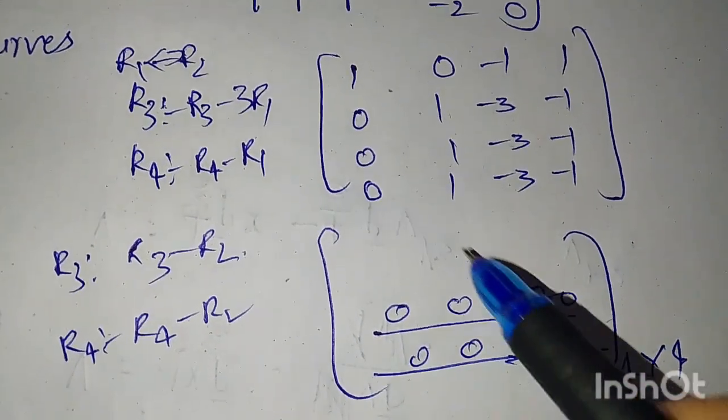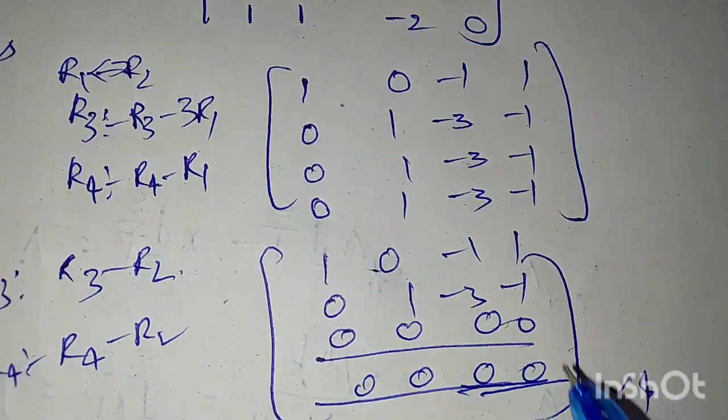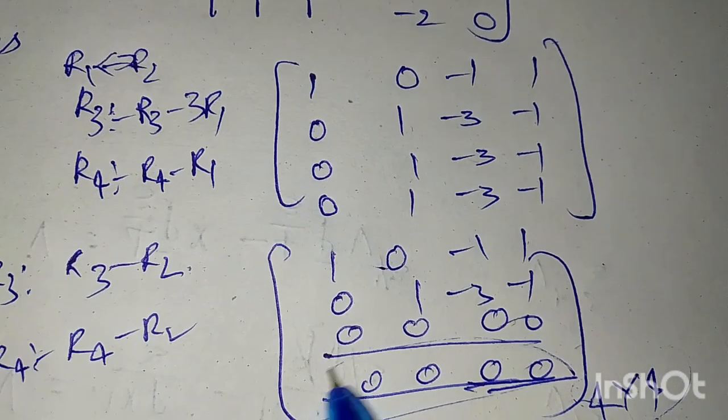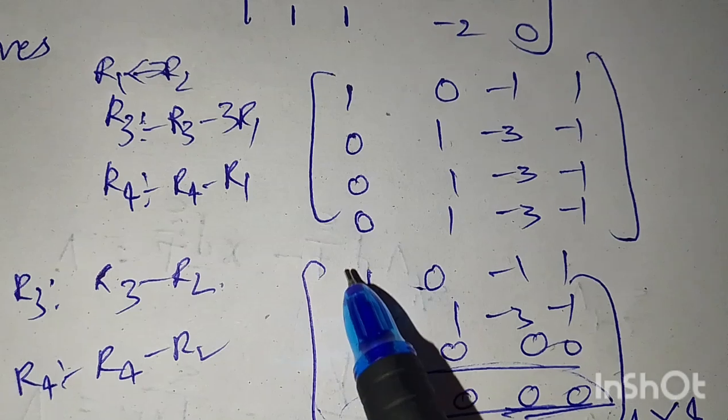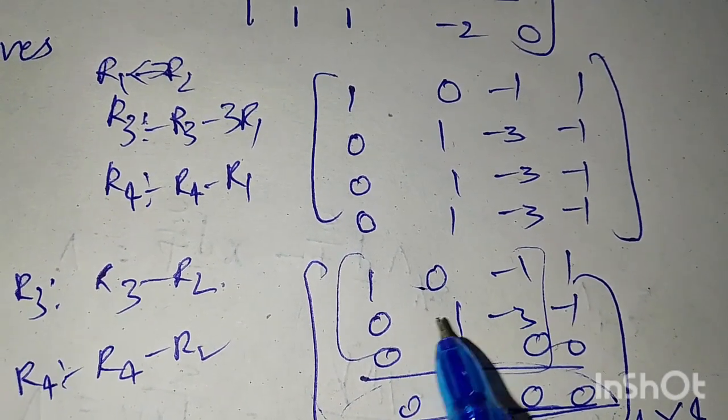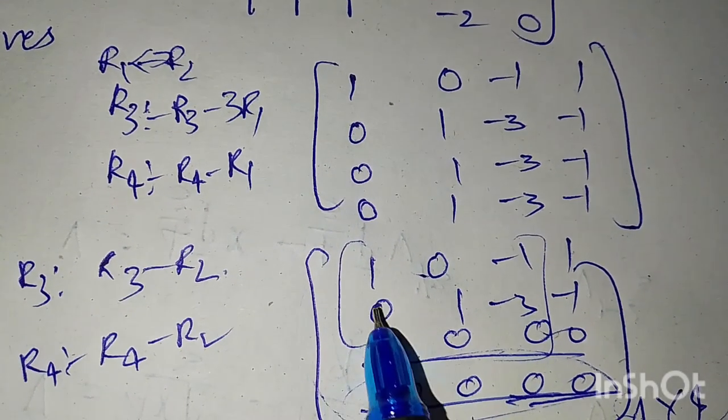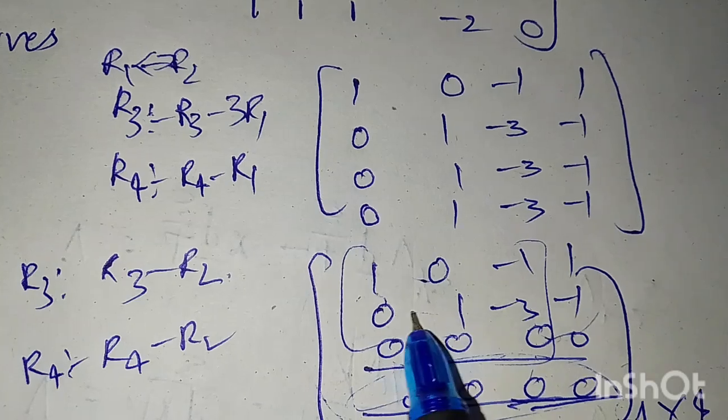Because in fourth order, if one row is 0, then any determinant you find will be 0. And coming to third order, any 3 cross 3 you take, because two rows are 0, anywhere you take it will be zeros only. So surely the third and fourth determinants you are getting are 0.